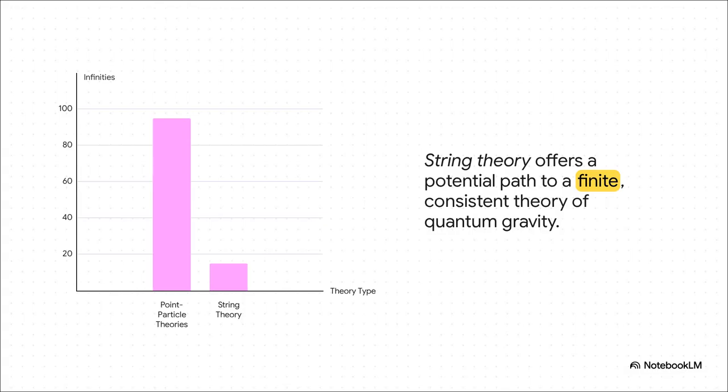And at the end of the day, this is what gets so many physicists excited. When you try to combine our standard theories with gravity, they're just riddled with these nasty infinities. String theory, with its built-in geometric smoothness, offers this potential path, maybe the only one we have right now, to a complete theory of quantum gravity that is mathematically consistent and finite all the way down.